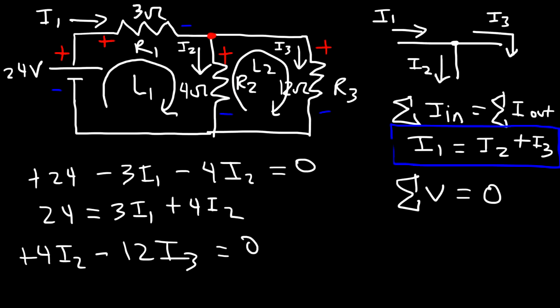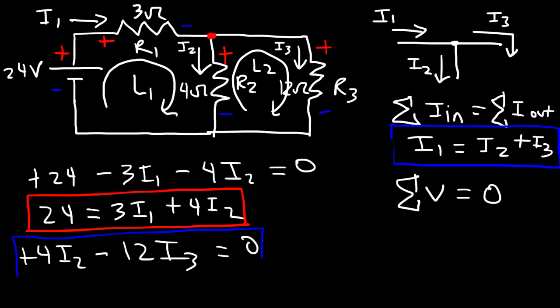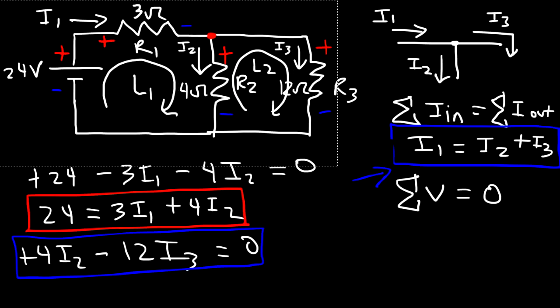Now, notice the two equations that we have. We have two equations and we have three variables. In order to solve a system with three variables, you need three equations, and that's why this equation is important. So now let's combine those three equations.